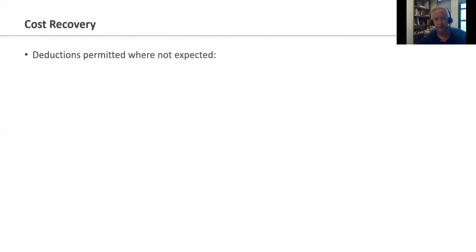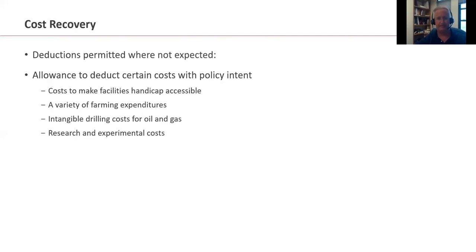So deductions are permitted where not expected, right? So there are certain times where you wouldn't expect there to be a deduction for that, and yet there is one. So for example, let's say you build a ramp to allow wheelchair access to your building. So that ramp has a life of more than a year. It's poured from concrete or whatever you make it from. The idea is normally you'd have to capitalize that cost, but the tax code permits an immediate deduction for cost to make facilities handicap accessible. That has good policy intent.